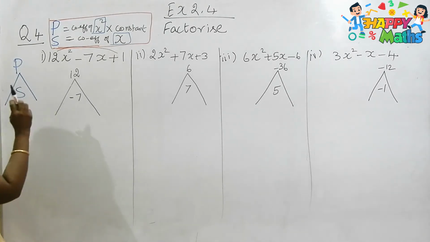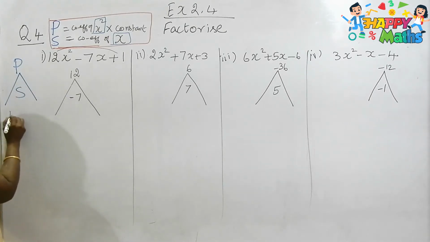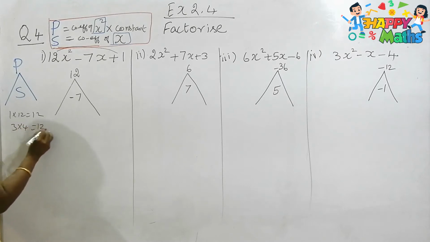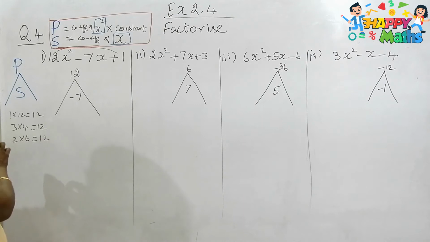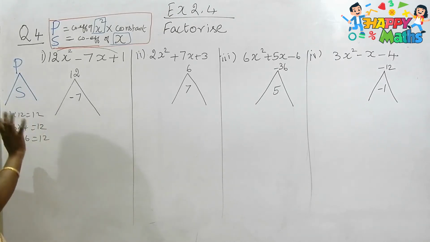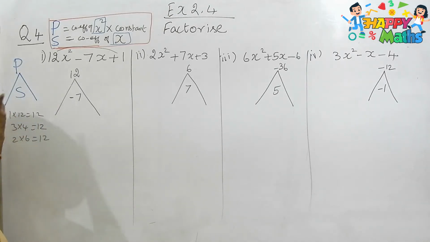Here the product is 12. So let me write: 1 into 12 is 12, 3 fours are 12, and 2 sixes are 12. But what I wanted is that the addition of these two numbers must be 7. When I add 12 and 1, it is 13. When I add 3 and 4, it is 7.